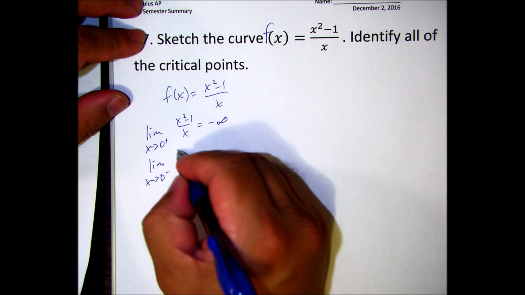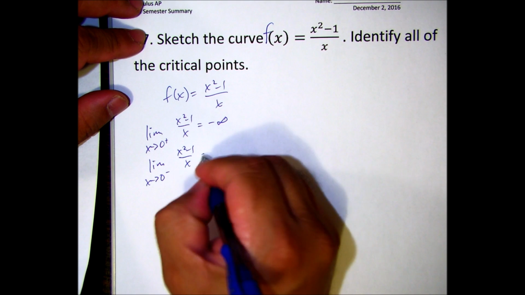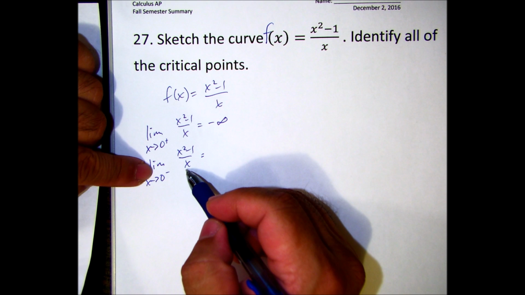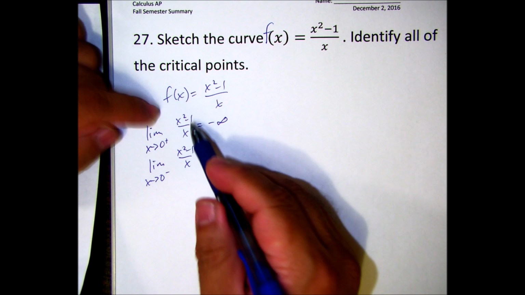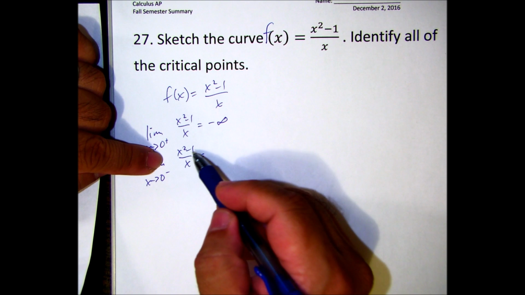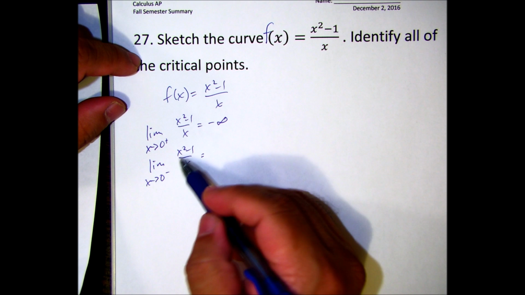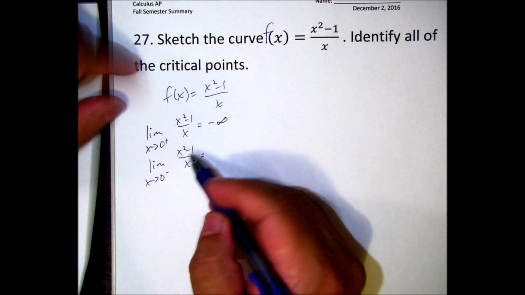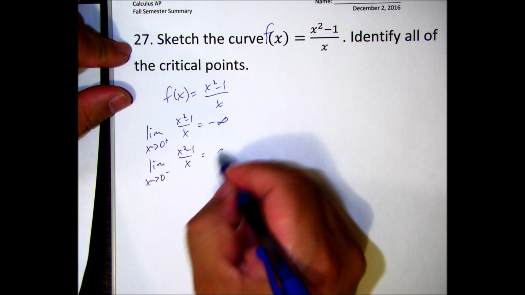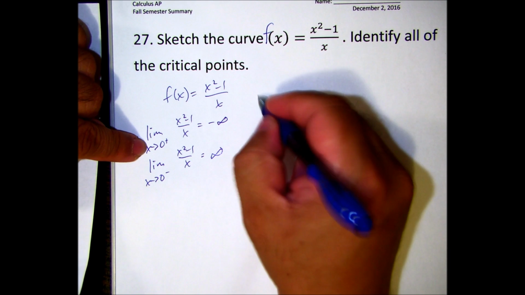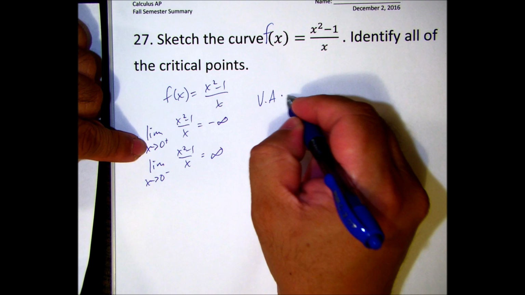So this is approaching negative infinity from the right. From the left, we have the denominator going to 0 from the left. This time the denominator is negative, but the numerator is behaving the same way as in the previous one. 0 minus 1 is negative, so negative over negative gives us positive infinity. So we definitely have a vertical asymptote at x equals 0.